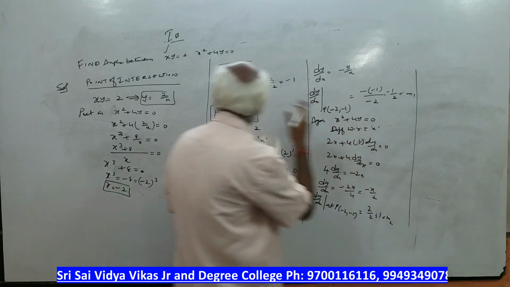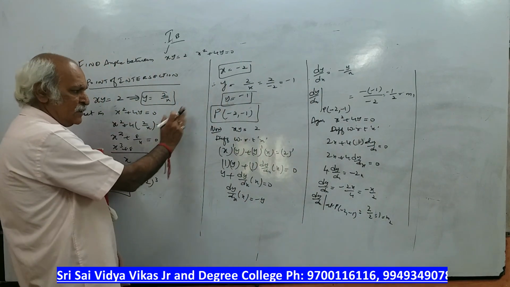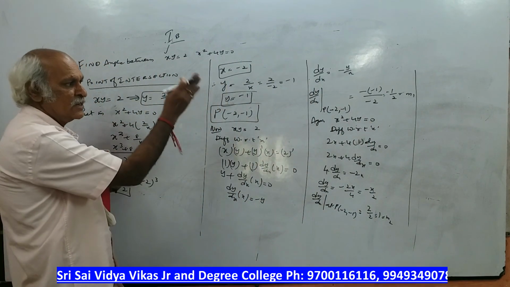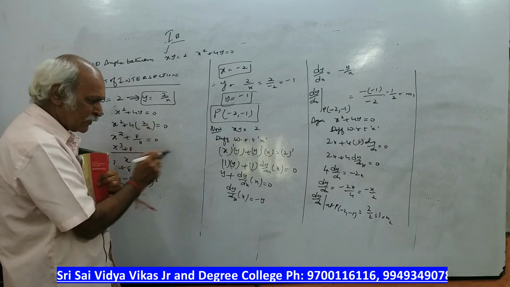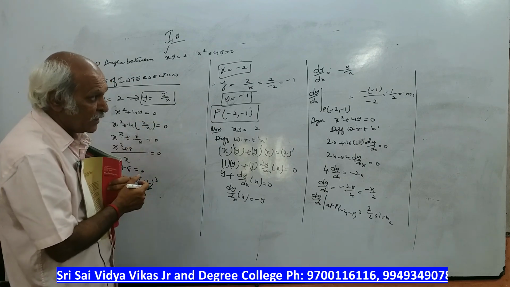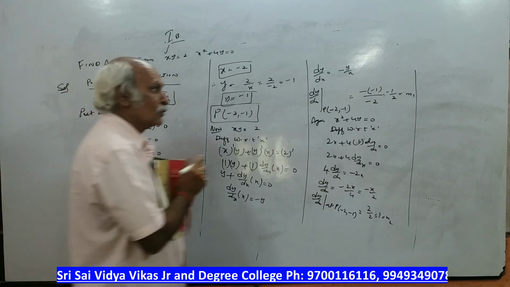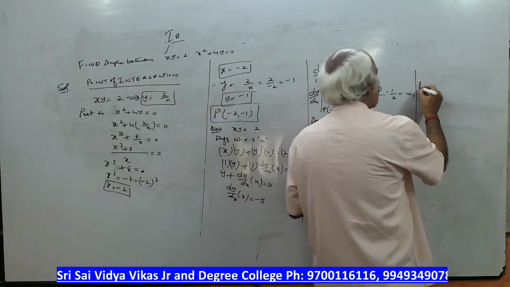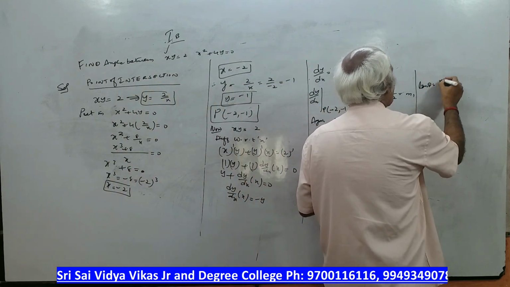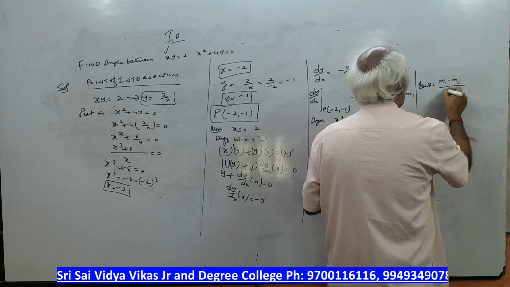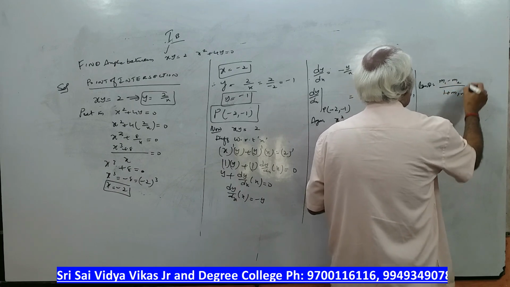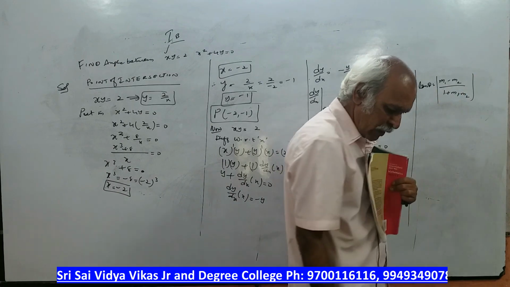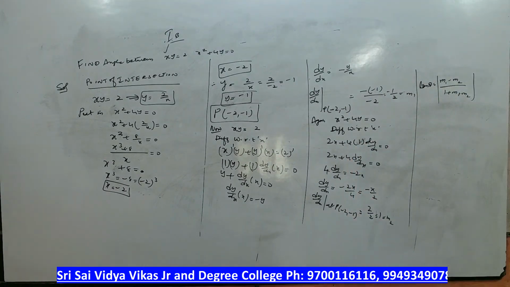So we first find the point of intersection, next find the derivative of the second curve. The first curve derivative at the point gives m1, the second curve gives m2. So what is the tan theta formula? m1 minus m2 by 1 plus m1 m2, right?